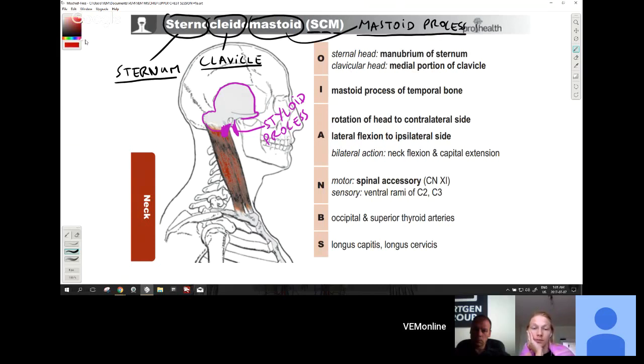All right, so let's start with the origin. Origin is red. Sternal head and clavicular head. It has two heads, okay? The sternal head originates from the sternum, and the clavicular head originates from the clavicle. The sternal head originates from the manubrium of the sternum. Remember, I said that the sternum has three parts, 1, 2, 3. The most superficial is the manubrium, which looks something like this. Then the body, and then the xiphoid process, okay? So the highest one is called the manubrium.